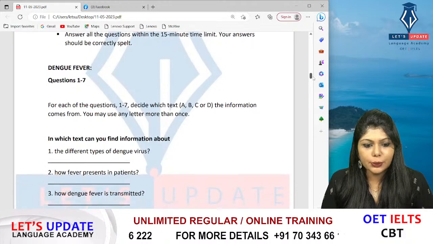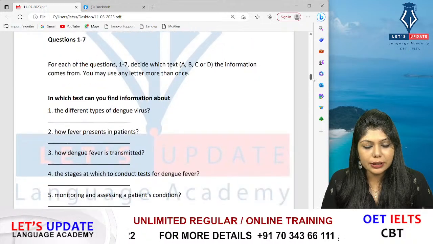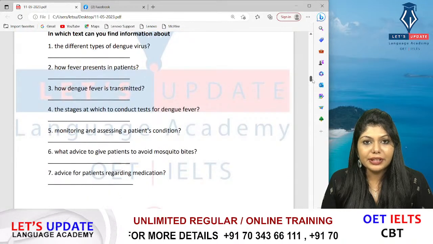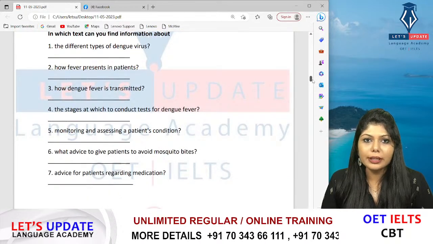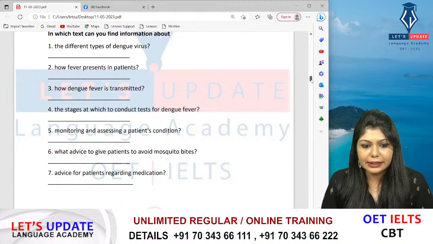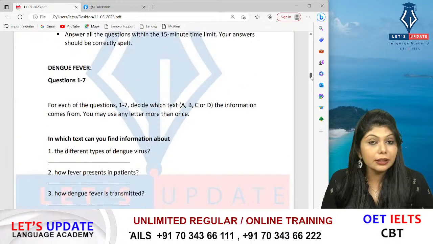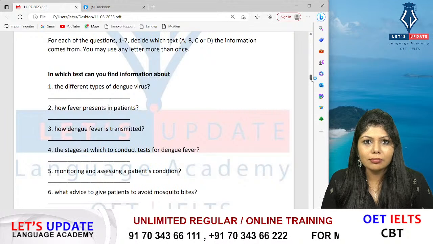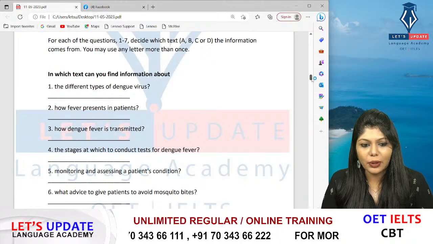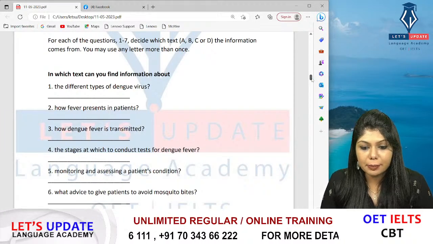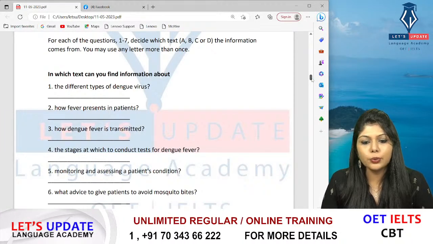You will have 20 questions in total, and there will be 3 categories of questions following the 4 short texts. The first category is, I'll just read the instruction of those questions, so you will understand the pattern of question. For each of the questions 1 to 7, decide which text A, B, C, or D the information comes from. You may use any letter more than once.